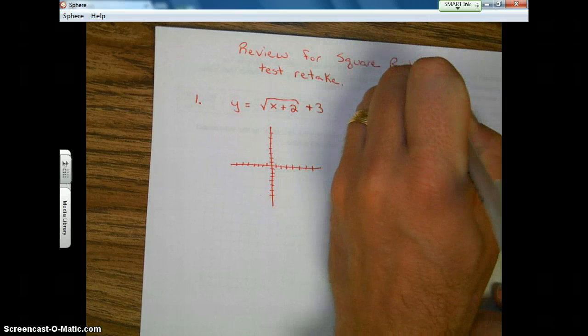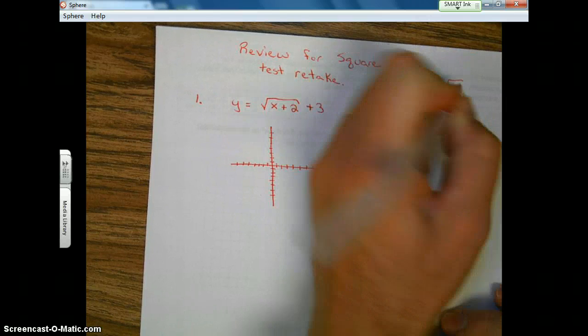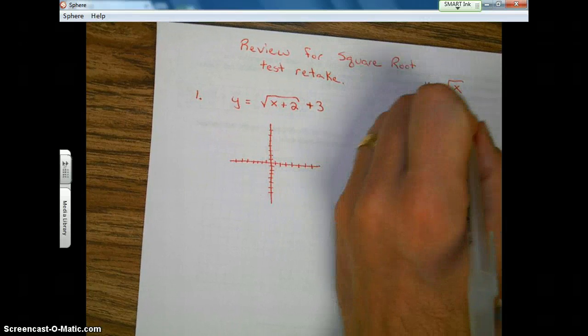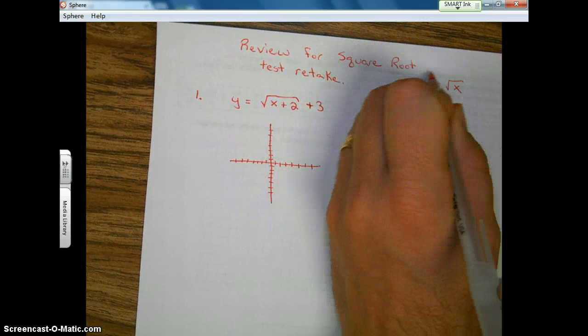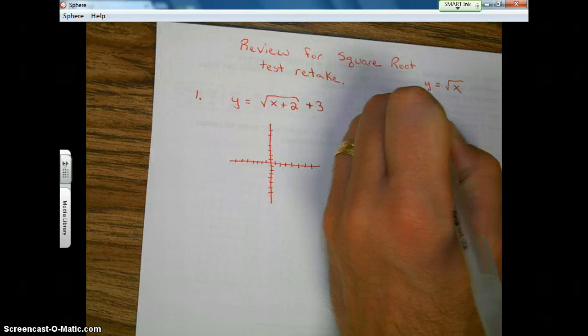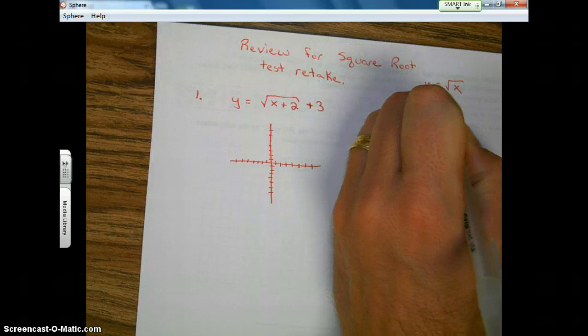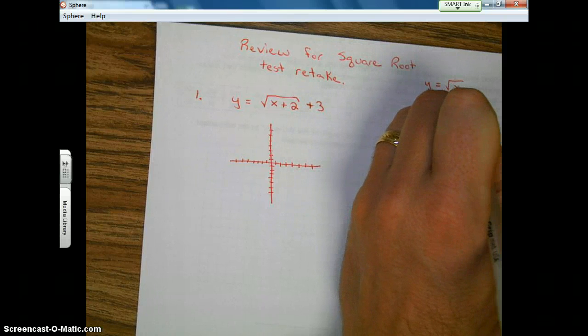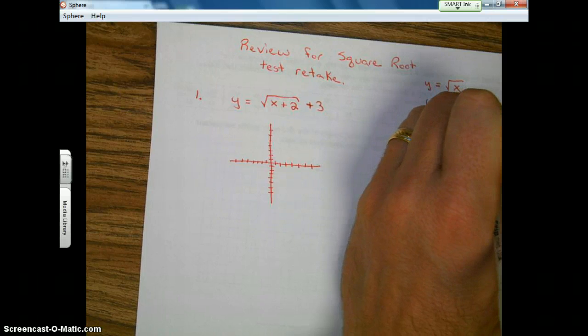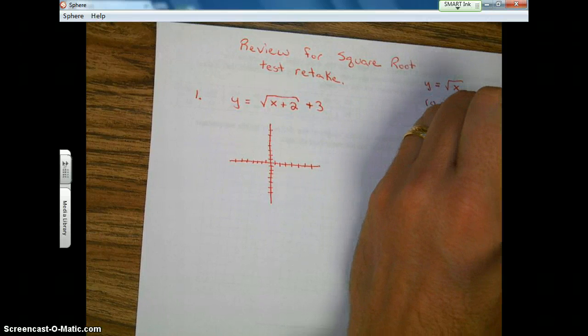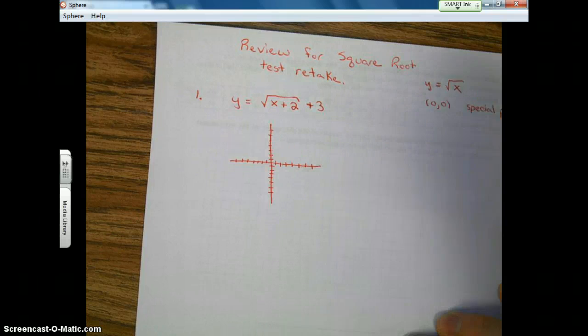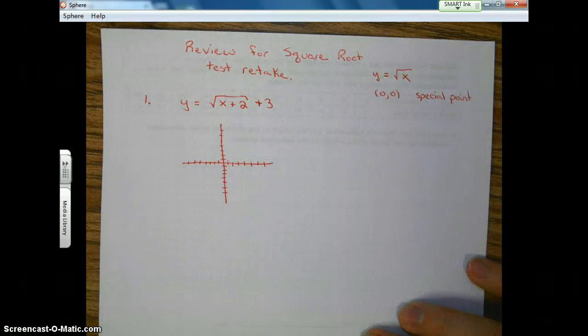Here's your parent. Okay, remember that the parent, that point that we translate, is at 0, 0, which I like to call my special point. That's the point that we translate. So taking a look at number 1, we have two translations going on.